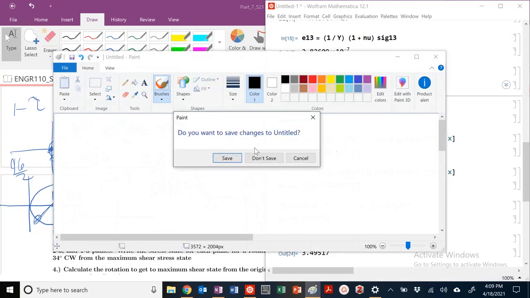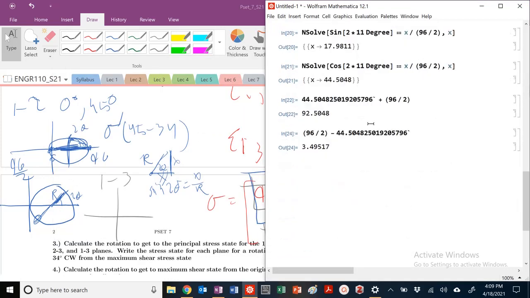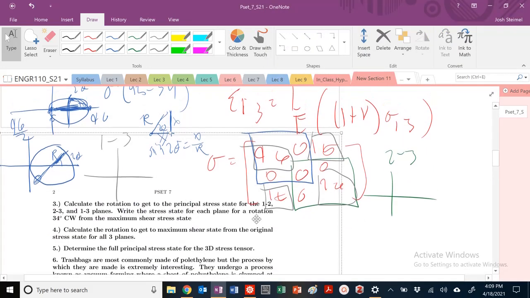But you see how, why would I do all that geometry when I could just use my linear algebra approach, as long as I know essentially how to work through those angles. So that's the stress state there. I could do the exact same thing for 2, 3, exact same process.